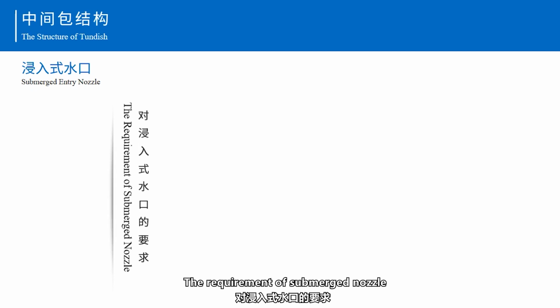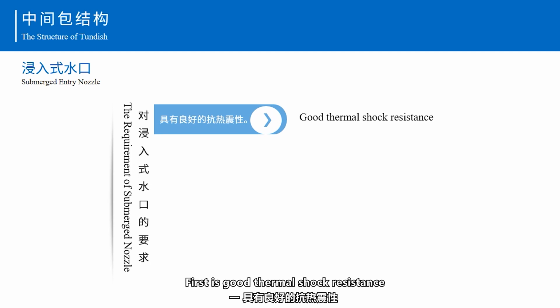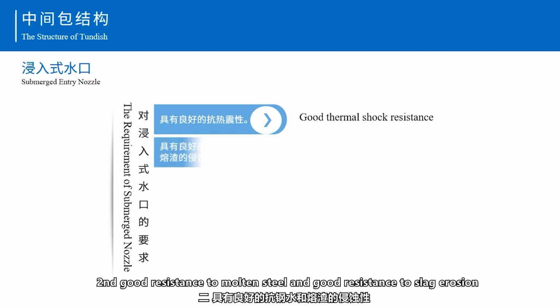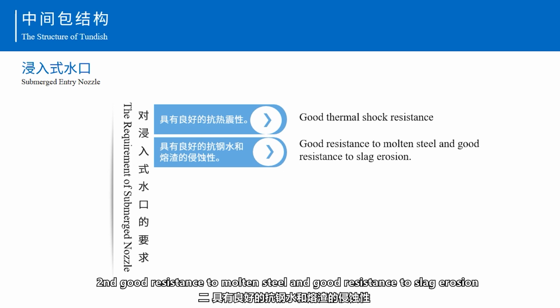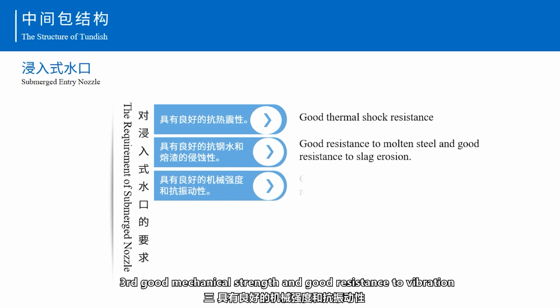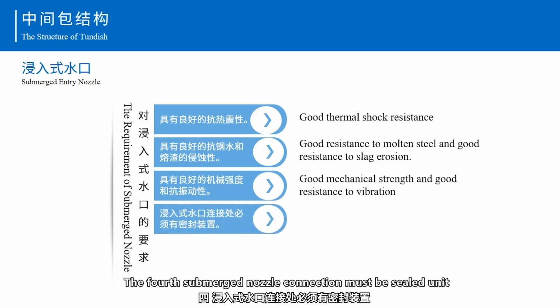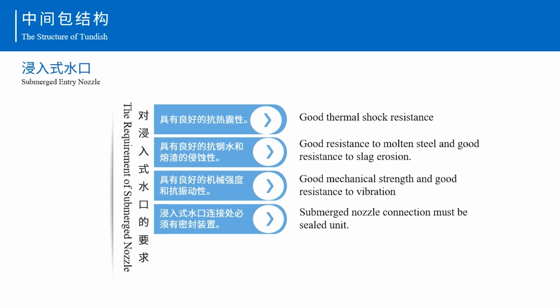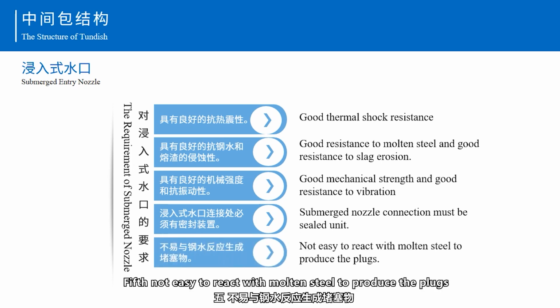There are several requirements of submerged nozzle. First, it should withstand good thermal shock resistance. Second, it has good resistance to molten steel and slag erosion. Third, it should withstand good mechanical strength and resistance to vibration. Fourth, the submerged nozzle connection must be a sealed unit. Fifth, it is not easy to react with molten steel to produce plugs.